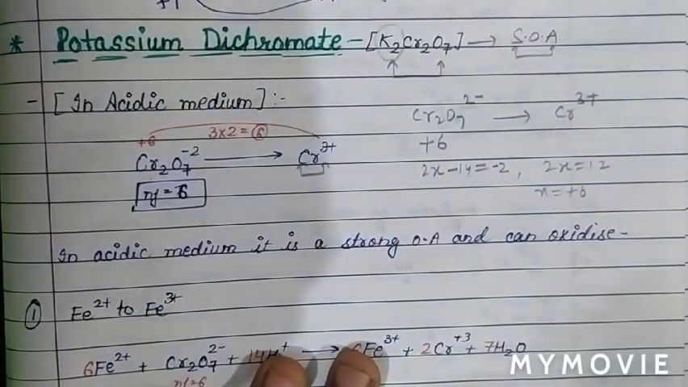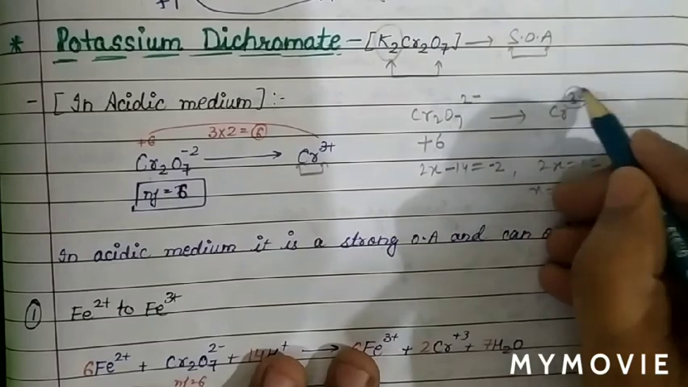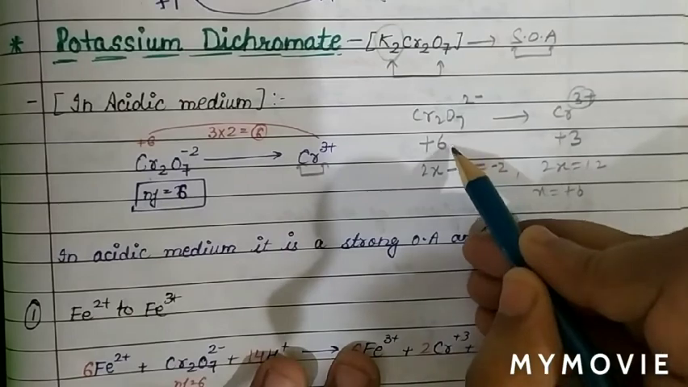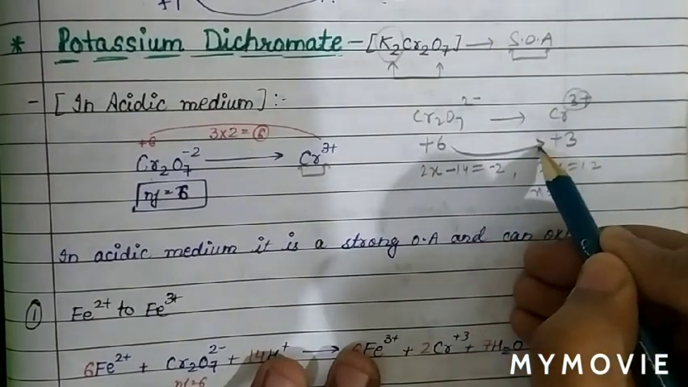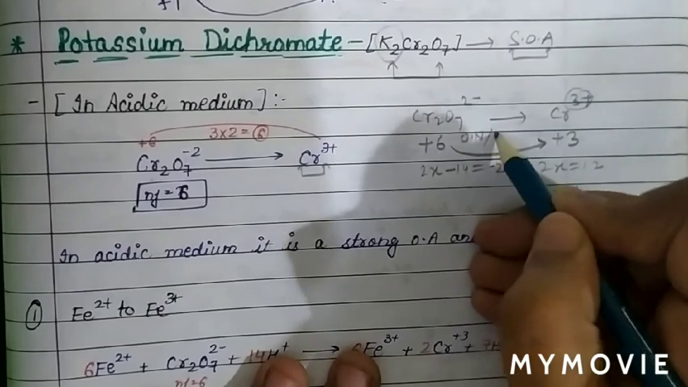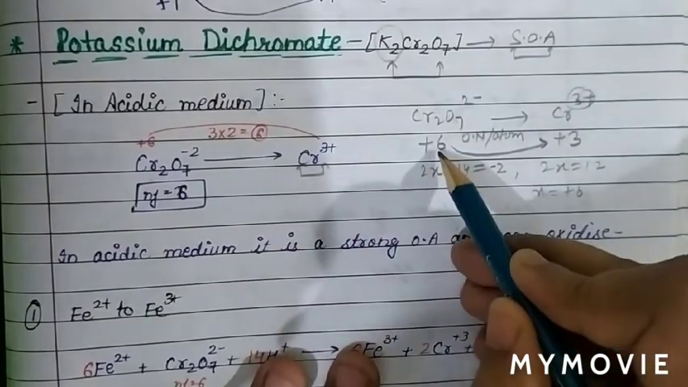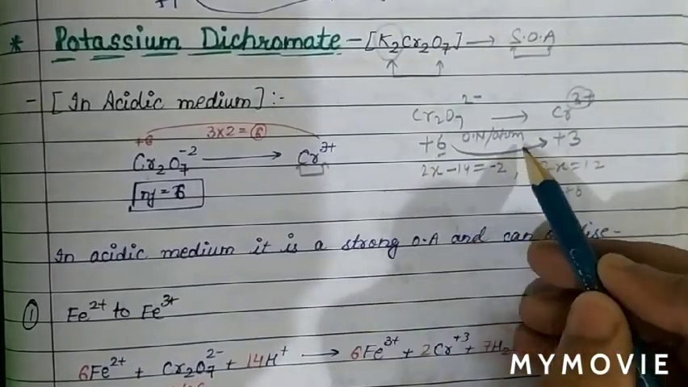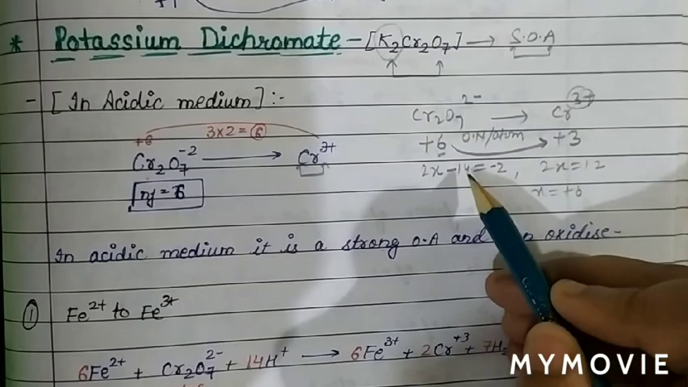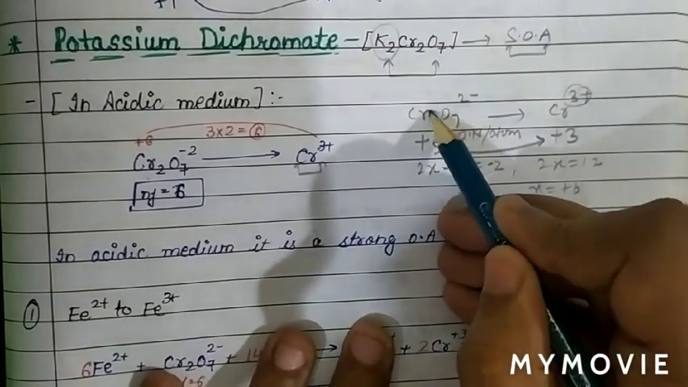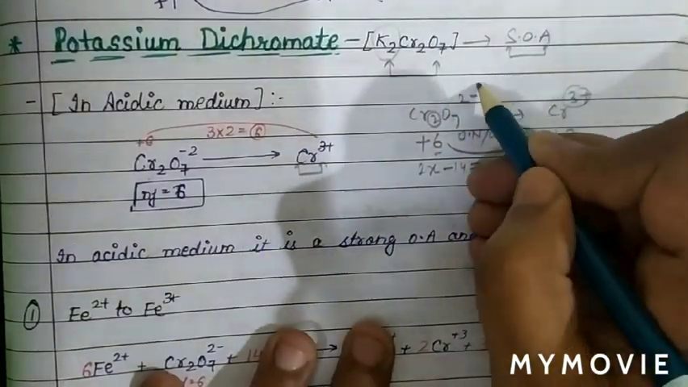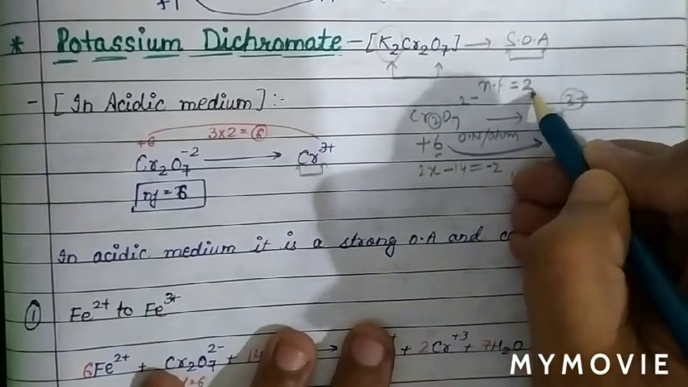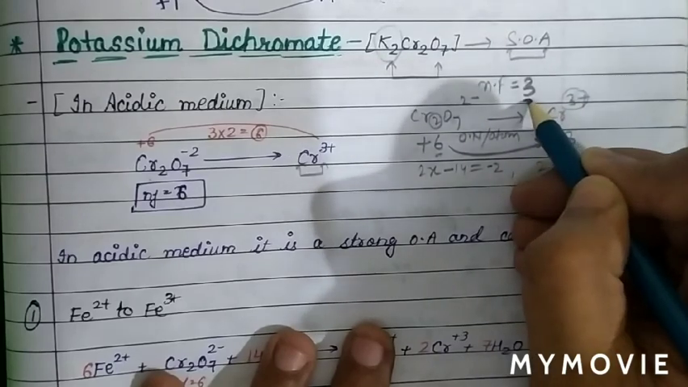So the oxidation state of chromium is plus 6 for one atom. In Cr3 plus, the oxidation state of chromium for one atom is plus 3. Now we can see the change in oxidation number per atom is, for one atom oxidation number 6, for one atom oxidation number 3. So the change in oxidation number for one atom is 3. Now how many chromium atoms are there? 2. So the N factor is the overall change. Change in oxidation number of chromium per atom is 3, and how many atoms of chromium are there? 2. Therefore the N factor is 6.